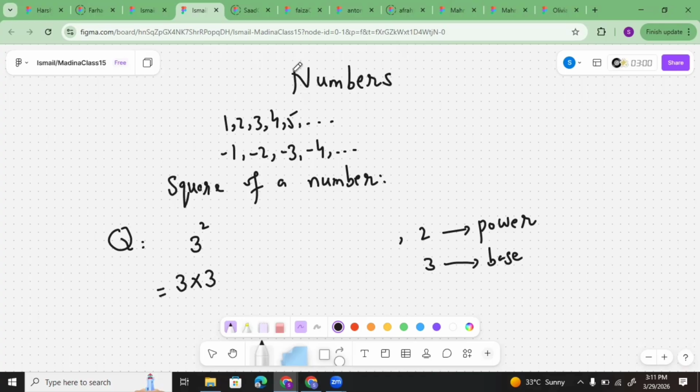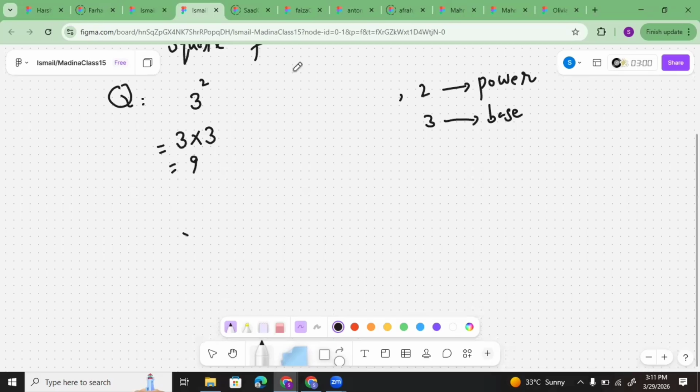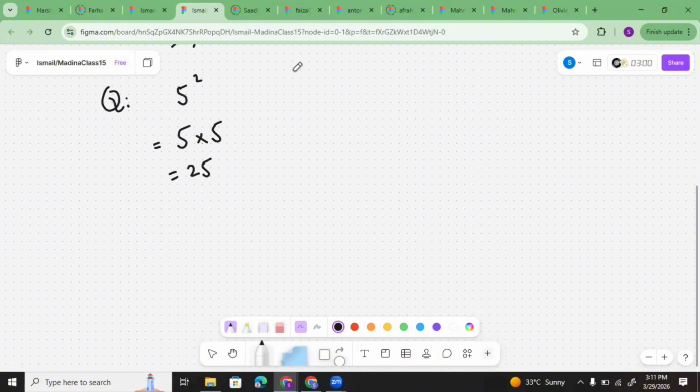When you try to simplify this, you already know the table of 3. 3 3s are 9, so you will get 9. Is it clear? Understand? Okay. Similarly, if I change the question, if I write 5 power 2, what does it mean? We need to write 5 2 times and multiply. When we do that, we know that 5 5s are 25. So we will get 25 in this case. I hope you understand this as well. In this way, we can take the square of our number.